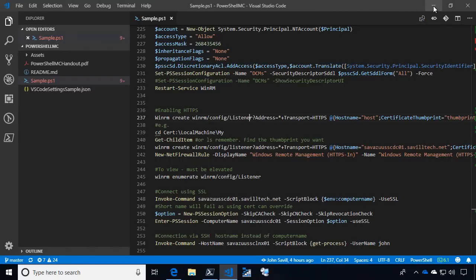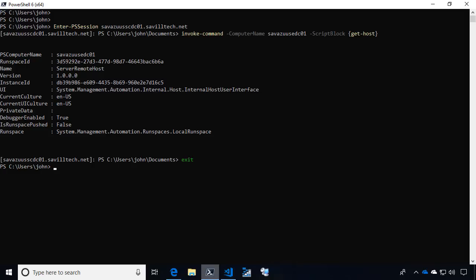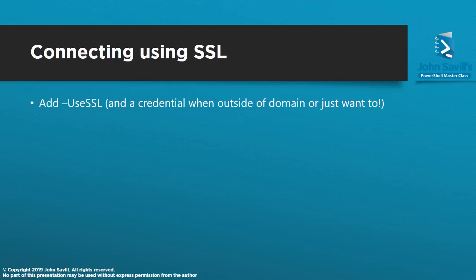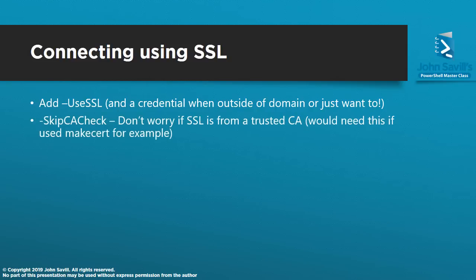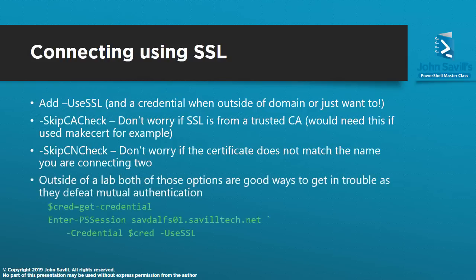So let's minimize that. Go back to my PowerShell window. So to connect, we just add use SSL. And I could also add a credential if it's outside the domain, or I just want to use credential. I can do things like skip the certificate authority checking, skip the certificate name checking. I could even skip revocation. Both of those options are fine in a lab. In the real world, you probably shouldn't be skipping those things.